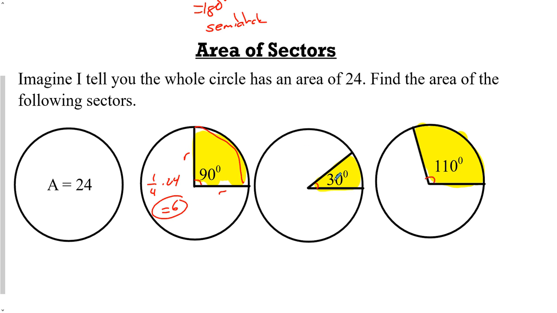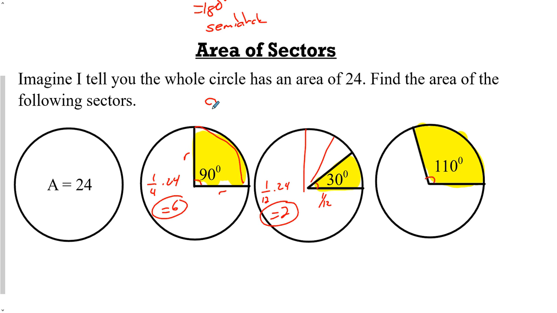Now this one gets a little bit harder. You say, well, this is 30. Well, there's 3 30s in a 90, which means if there's 4 of those and 3 of those in each of those, there must be 12 30s, right? So a 12th of 24 is 2. So following that same logic, all we're really doing is finding what ratio of the circle this sector represents.